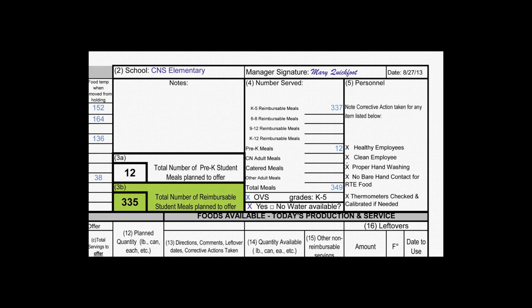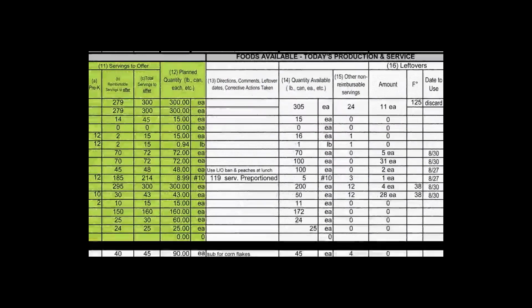In Section 3B, record the total number of reimbursable student meals, not including pre-K meals, planned to offer at the time you complete column 11 and 12 prior to ordering food. You should use previous production record information for similar menus to determine the estimated number of reimbursable meals and the potential amount of each menu item to offer. Plan and offer enough foods so that students may have adequate quantities to select reimbursable meals, but not amounts that are inconsistent with past production records that result in excessive leftovers.